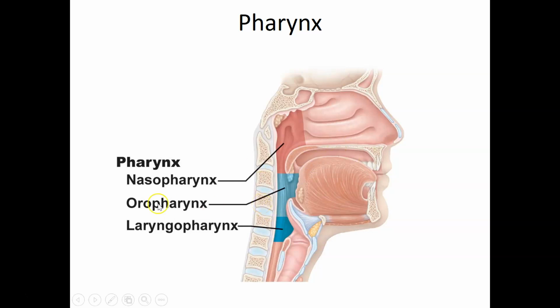Now, the oropharynx and laryngopharynx are common pathways for both air coming into the respiratory system or out, and for food coming in for the digestive system. So these two segments, unlike the rest of the respiratory tract, because they're shared with the digestive tract, have a different type of epithelium lining them, just due to the increased friction of food moving through them. We'll talk about that in a later video when we talk about the mucosal membrane.